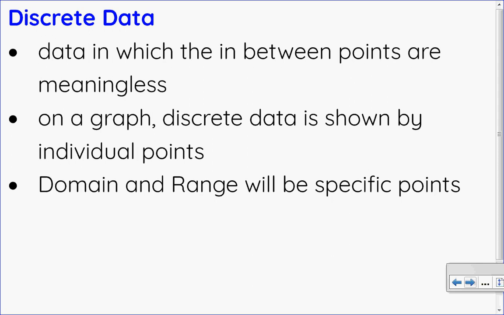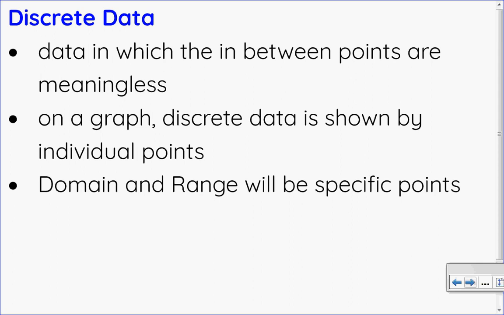This is data where the in-between points are meaningless. So it's shown by individual points. It's individual points, so domain and range have individual points. When I think of discrete data, I just ask myself, does it make sense for me to have half of this?